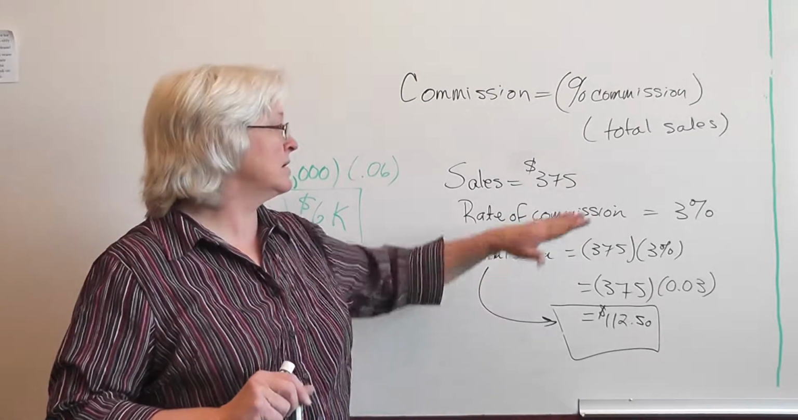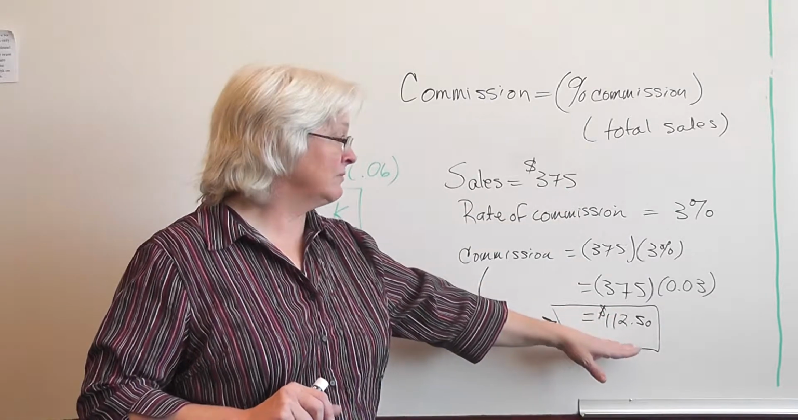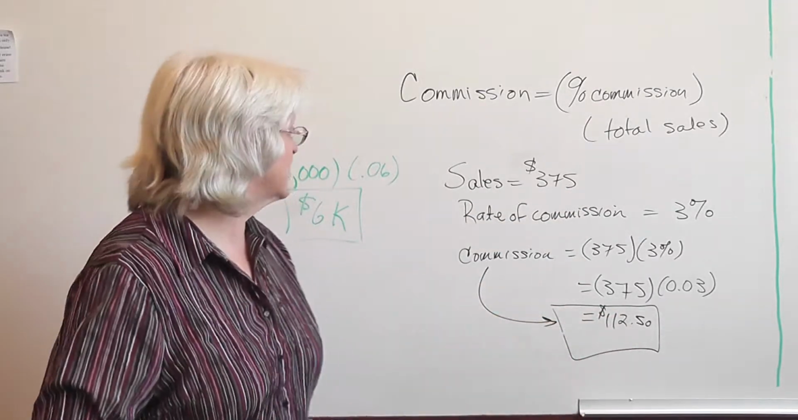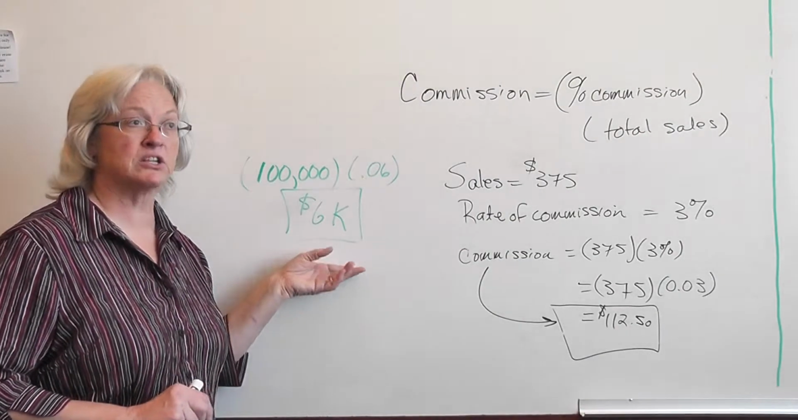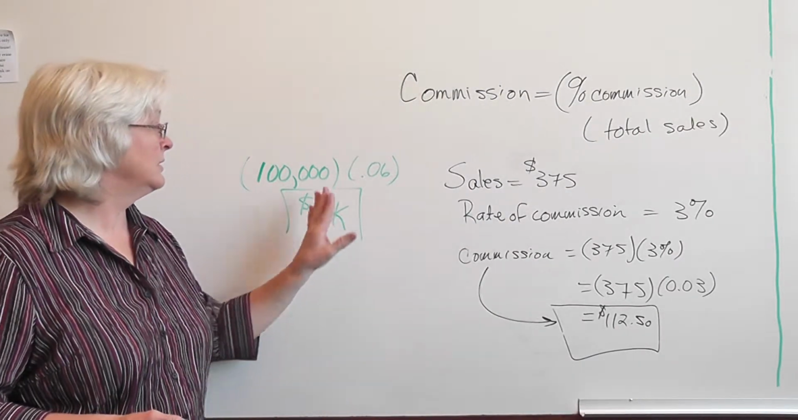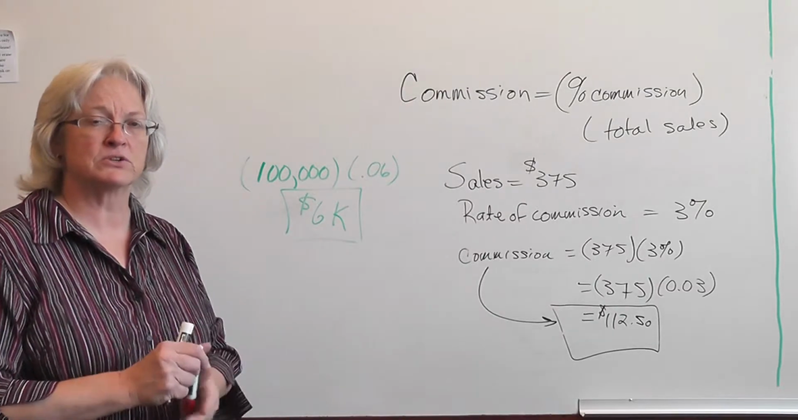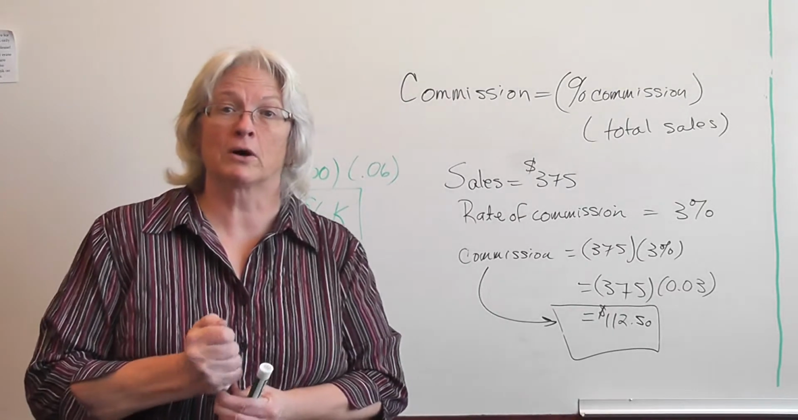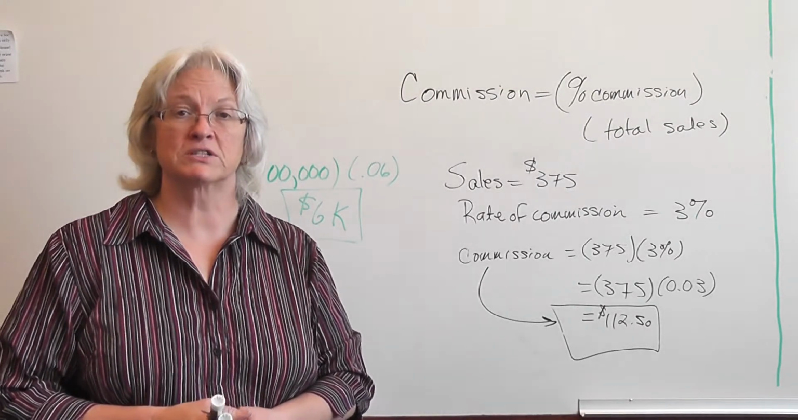Well, it really doesn't, because the person that made the product isn't making any money if they're giving you a third of it. Same thing over here. You sell a $100,000 house and you make $60 instead of $6,000. Doesn't make sense. So just as always with word problems, look at them and make certain that they make sense to you. So I'll see you next time.